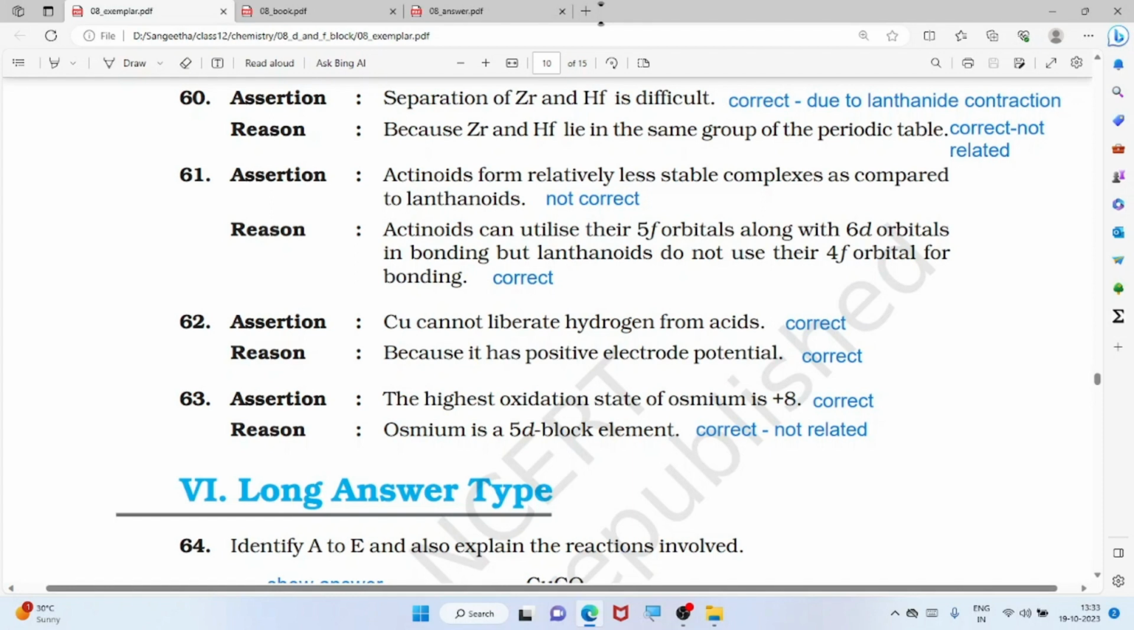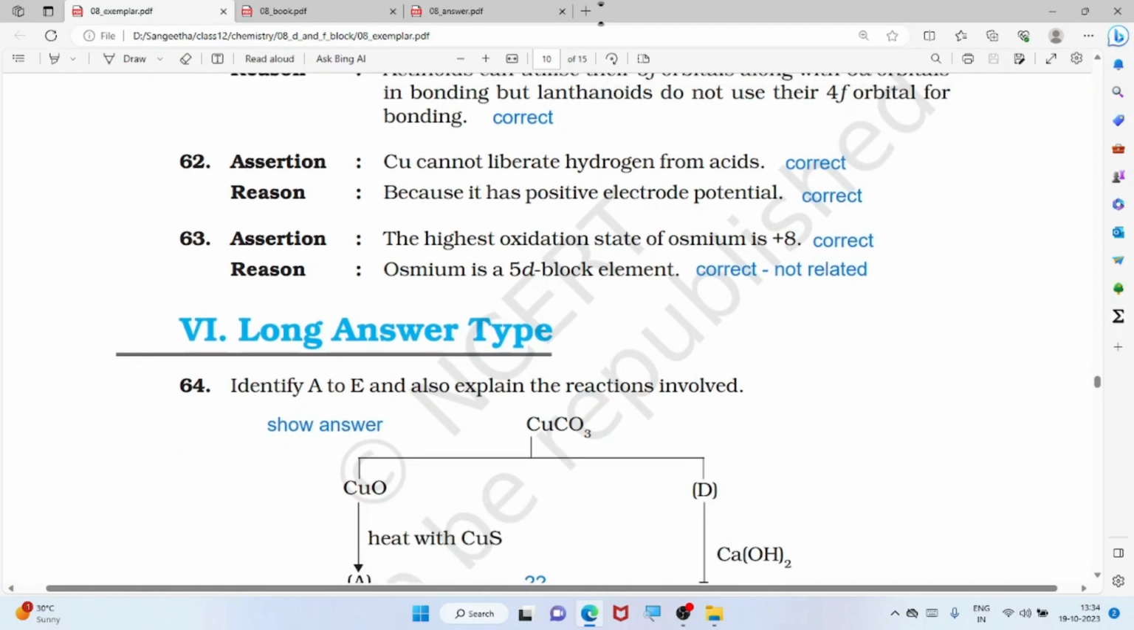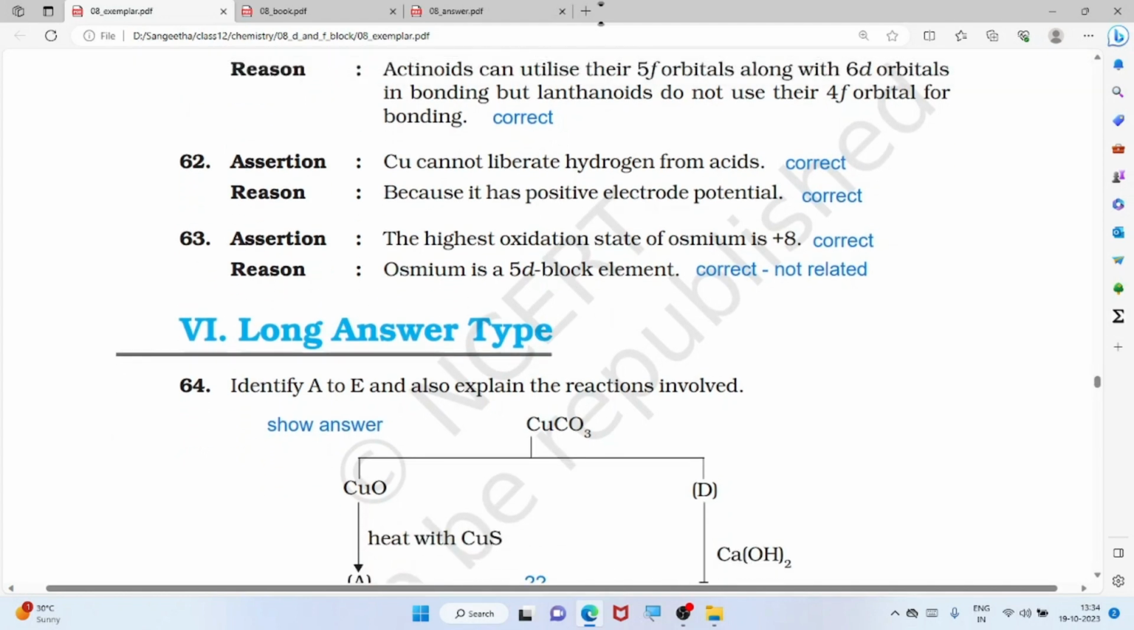They are less stable compounds compared. This is not correct. Okay, this is correct. Assertion: Cu cannot liberate hydrogen. Okay, this is correct because of the less electrode potential, because of the positive, this is also correct. The highest oxidation state of osmium is plus eight. This is correct. Osmium is correct, but this is not related to this highest oxidation state.